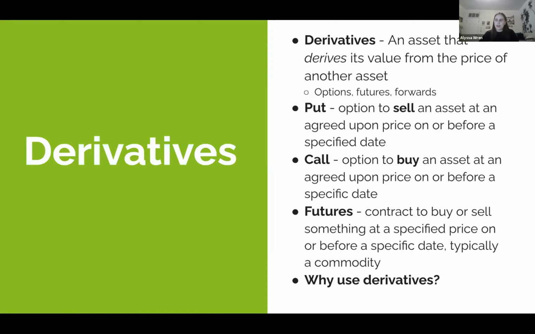So like a grain and cow farmer could make a contract about how much grain is worth one cow. The reason for that would be obviously demand fluctuates a lot. And so locking in the prices of commodities is valuable.